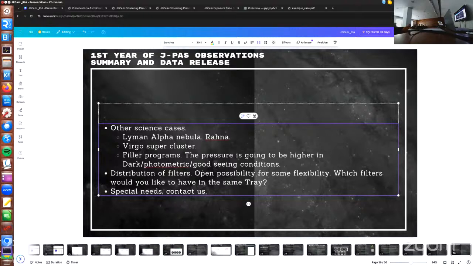And maybe we should always have a broadband tray. Yeah. Or open. I mean, open. We are not sure. If we cannot focus, it doesn't matter. I mean, at the end, it doesn't matter. You will have a worse PSF.